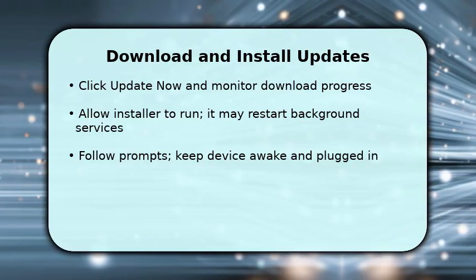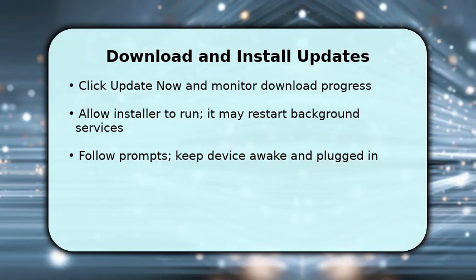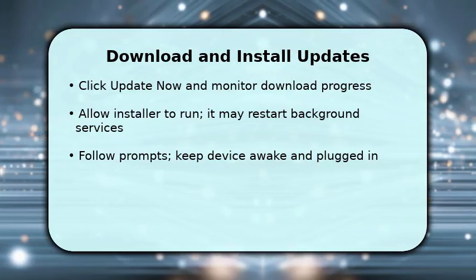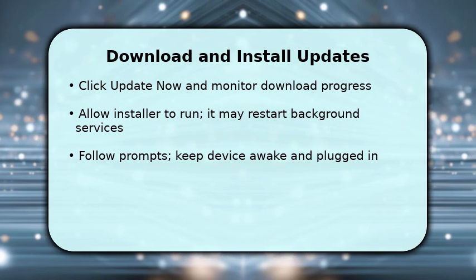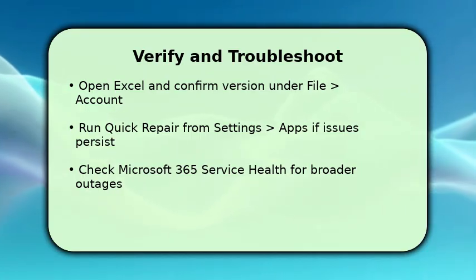Make sure your PC stays awake and plugged in. An interrupted update can corrupt files. Once the process completes, the updater often reports you're up to date with the new build number. After installation, open Excel to verify the version under File, Account, confirm the build number matches the installer message.